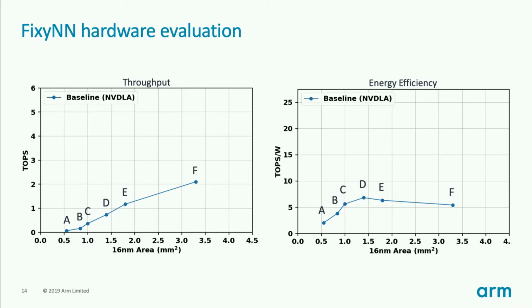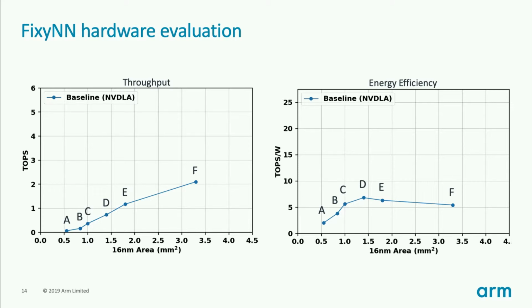Okay, so I'll try and start to pull together more of a system level analysis here. We start here with the baseline. The plot on the left shows throughput in tera operations per second as a function of area. And the plot on the right shows energy efficiency in tera operations per second per watt, also in terms of area on the x-axis. And here we have the baseline, which is NVIDIA DLA.